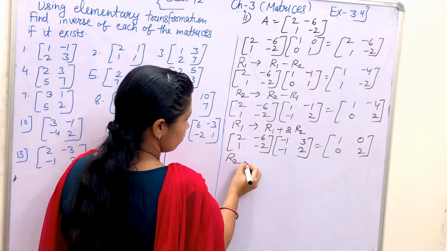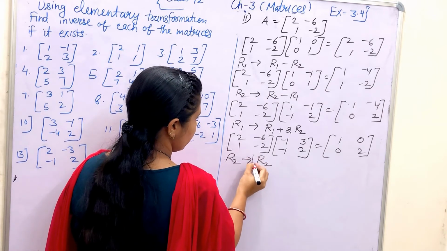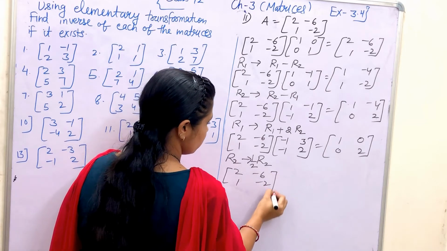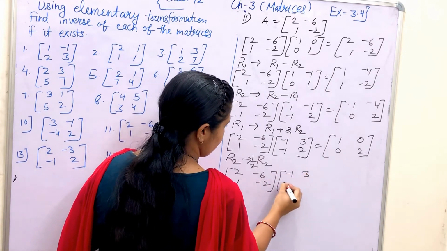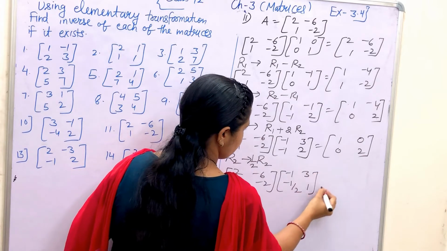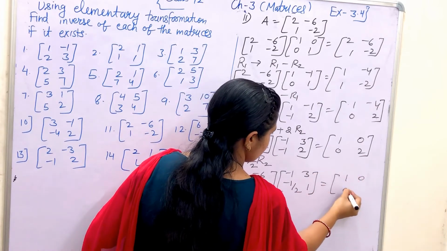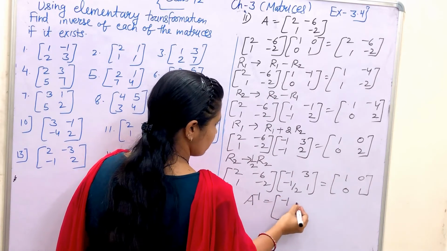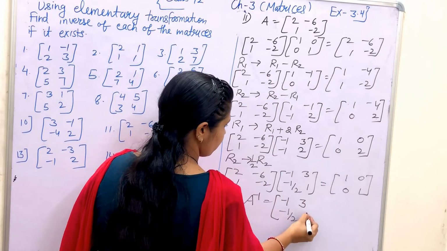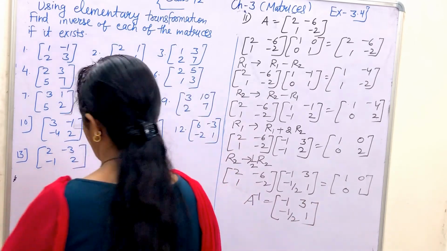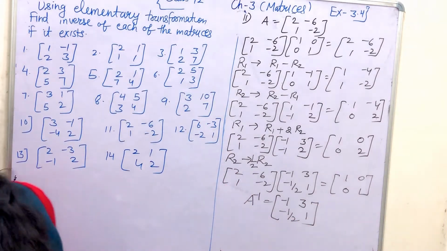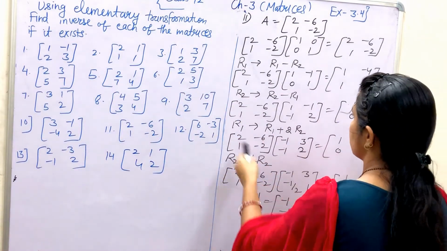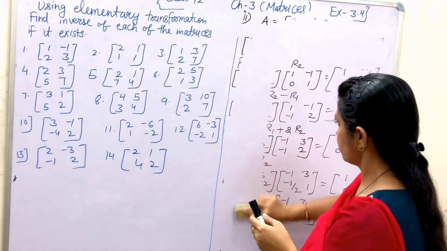Now R2, dividing R2 by 2, we get [[1, 0], [0, 1]] on the left, and on the right minus 1, 3, minus half, 1. We get our A inverse here: minus 1, 3, minus half, 1. Now question number 12. In question number 12, the matrix is 6 minus 3, minus 2, 1.